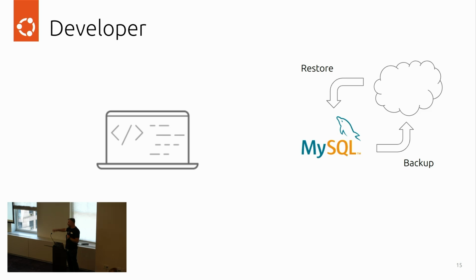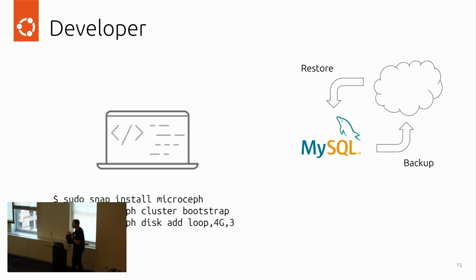You'll need that anyways. And you'll have to play with it and try with it at the end of the day. But Ceph's kind of awesome, right? You can actually have S3 on your local machine. So snap install MicroCeph. Bootstrap the cluster so that you have actually some cluster that's there. Add some disks, right? Not OSDs.